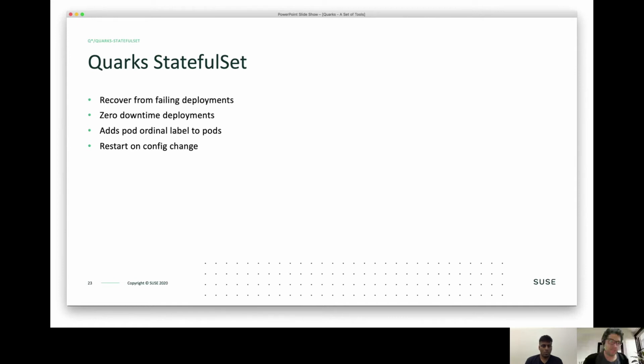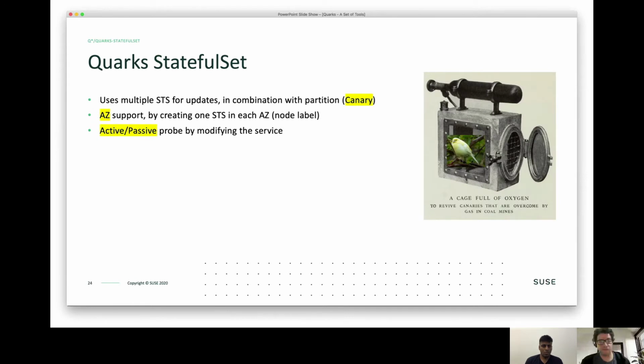We added more features here. For example, we have canary support. So, you know, the canary in the coal mine, when the deployment fails, this little bird here tilts over, and you have to use the oxygen tank at the top to revive it. We also have AZ support, where the stateful set is spawned in each AZ. AZs are built by attaching node labels to nodes on Kubernetes. And we also have support for active-passive probes, where we have a service that's pointing to the stateful set. And if the active-passive probe is working, there's a label that will be attached to the pod, so traffic gets routed there.